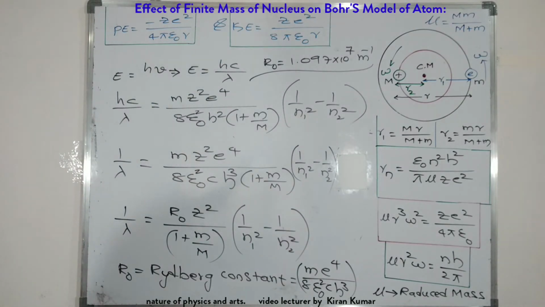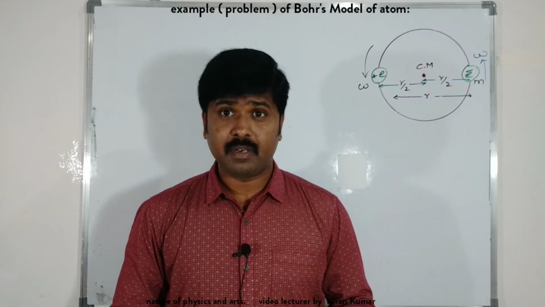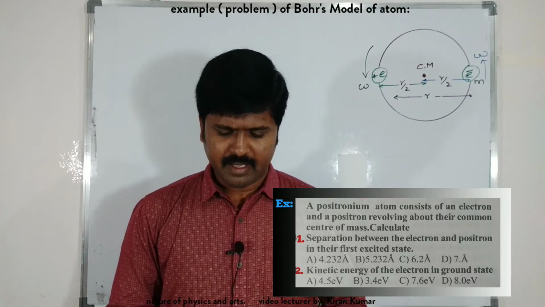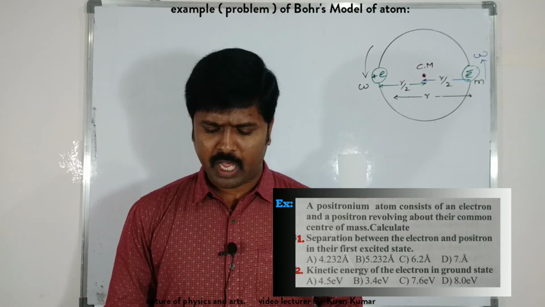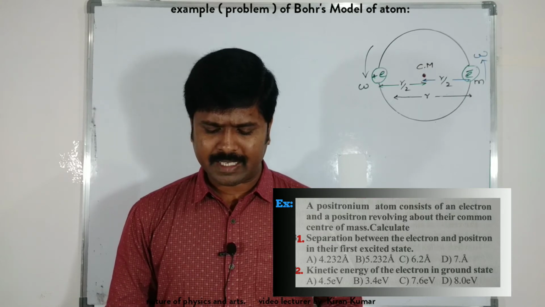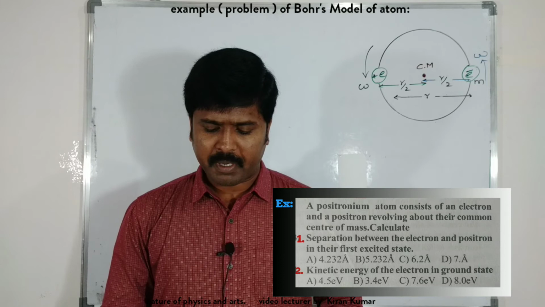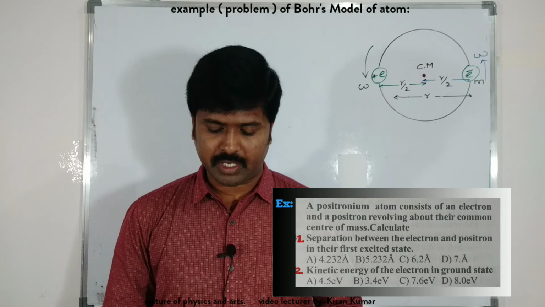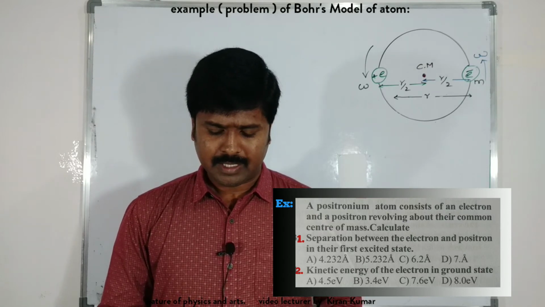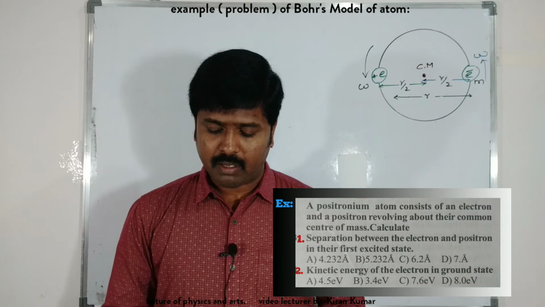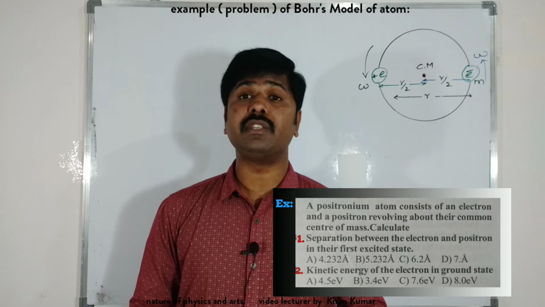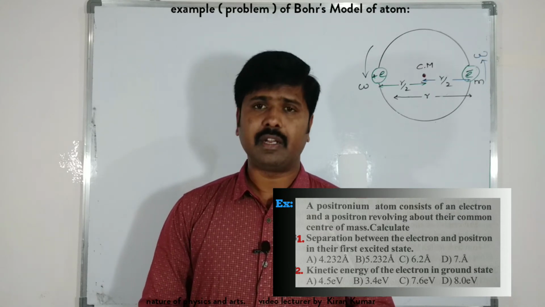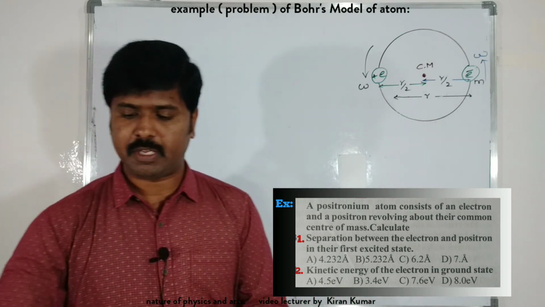Now one example problem. A positronium atom consists of an electron and a positron revolving about their common center of mass. Calculate, first, the separation between the electron and positron in their first excited state, and second, the kinetic energy of the electron in the ground state. Ground state is n equal to 1 and first excited state is n equal to 2. Try to understand. We can discuss this problem step by step.